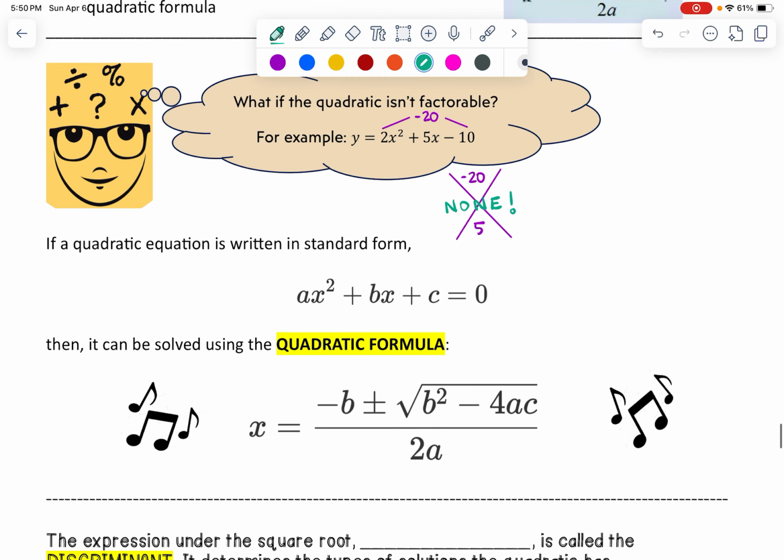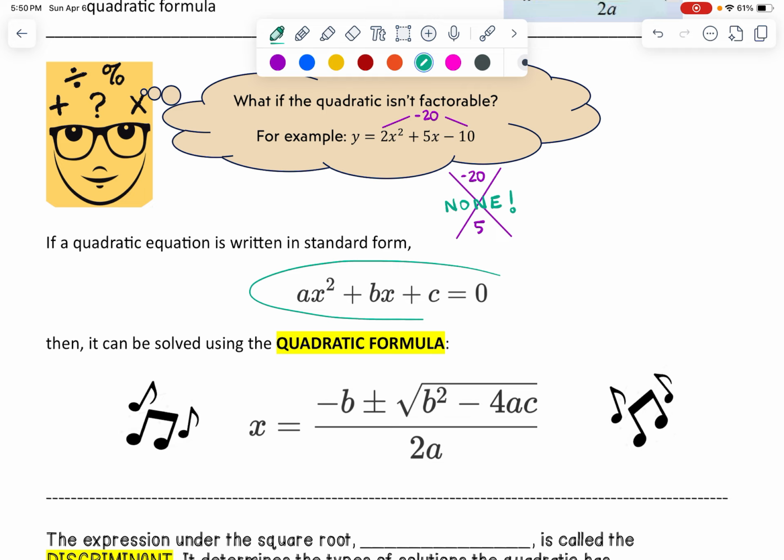Now, another good thing about the quadratic formula is it works for any quadratic that is written in standard form. Okay, it doesn't work for vertex form. It only works for standard form. This is a very large formula, but you don't have to memorize it because it is on your formula chart. Okay, it's that last little formula that we haven't talked about yet.